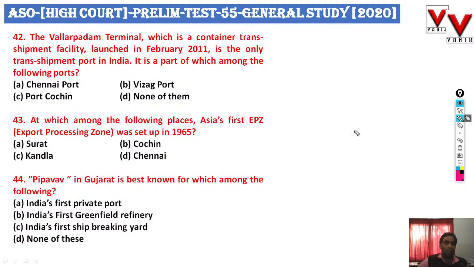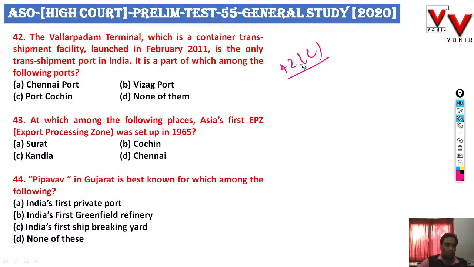Now the 42nd question. The Vallarpadam terminal, a container shipment facility launched in February 2011, is the only transshipment port in India. It is part of Cochin port. So the 42nd right answer is C.